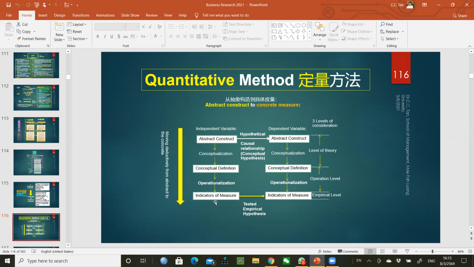So, for example, we have customer satisfaction, and then we know that customer satisfaction will be divided through conceptualizations into several dimensions. Satisfaction of customers means that it is meeting the expectations of their needs or requirements or whatever.